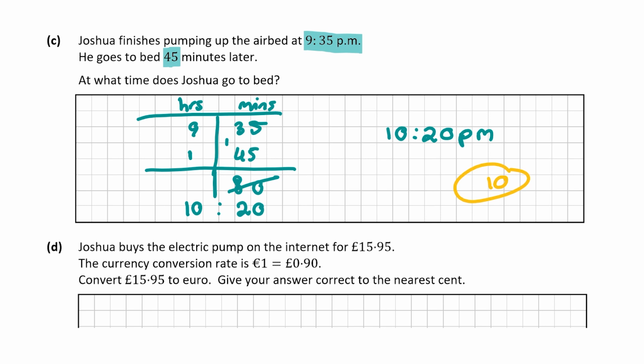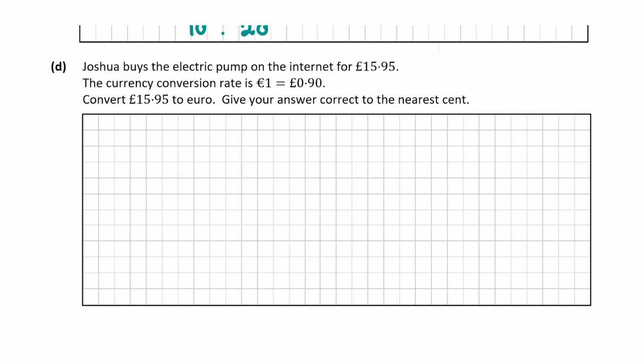Now, the final part of this question is a currency conversion question. So question D involves currency conversion. We're told that Joshua buys the electric pump on the internet for £15.95. The currency conversion rate is €1 is to 0.9 pounds sterling. And we're asked to convert £15.95 to euro. So I'm going to write down the rate first. So €1 is to 0.9. So when you're dealing with currency conversions, you're going to see what you have. So we have pounds. We have £15.95 in pounds.